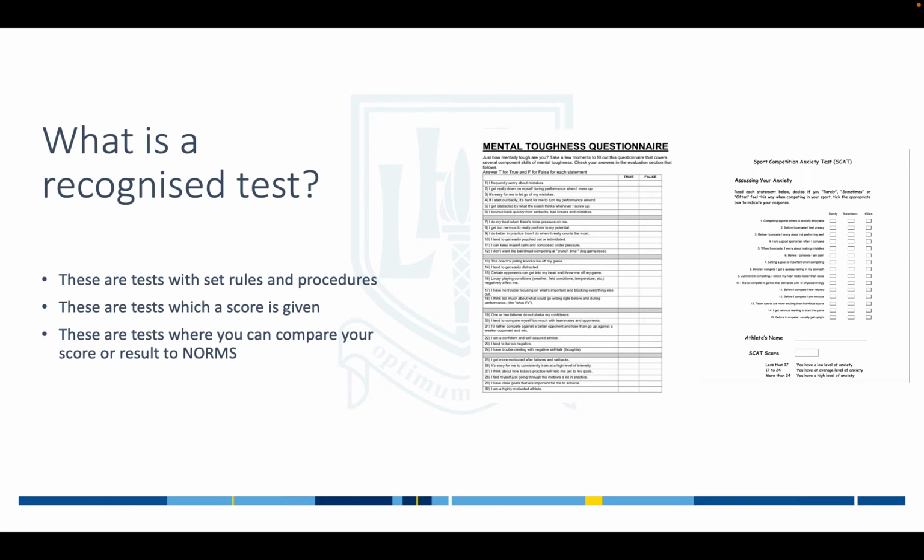If your score is less than 17, you've got what's deemed to be a low level of anxiety. If it's between 17 and 24, then it's classed as an average level, and if it's more than 24, then you've got a high level of anxiety.